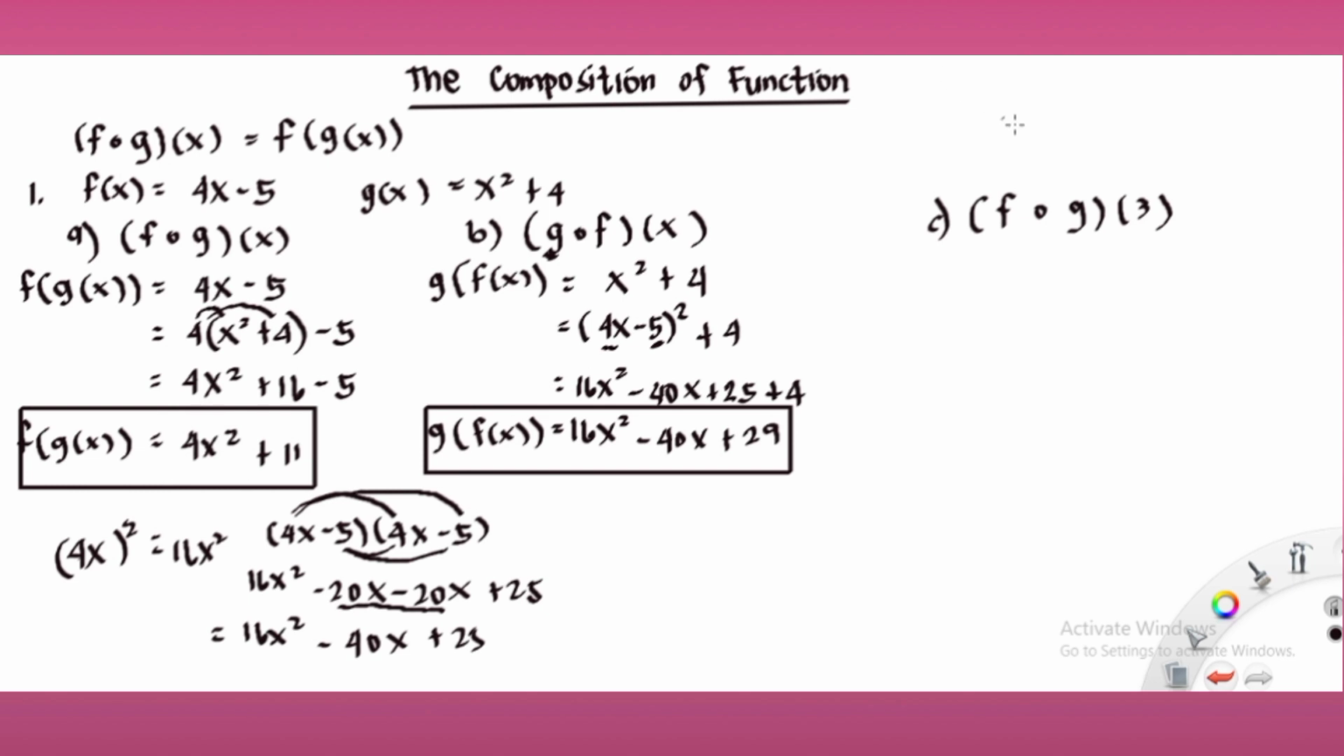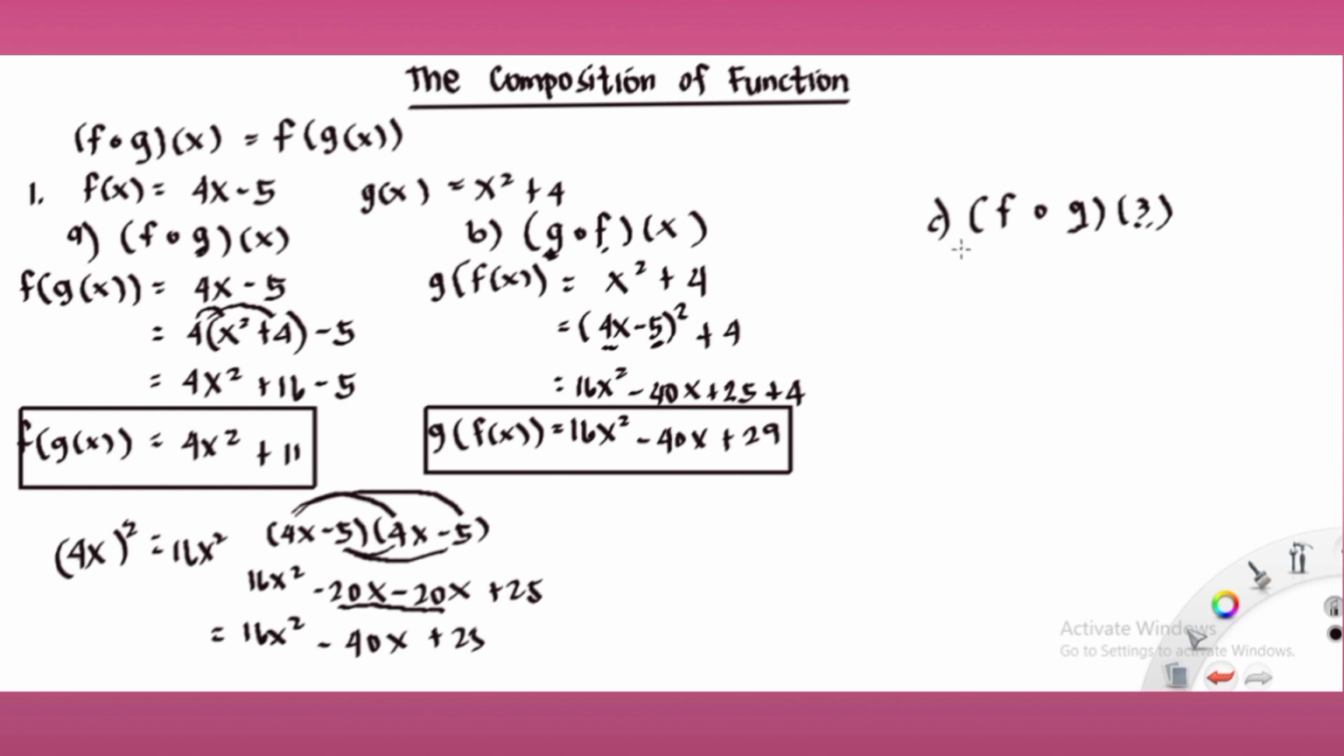Alright? Let's have the third, or letter C: F circle G of 3. So, yung letter A and letter B natin, X lang ito. Okay? So, walang pagbabago sa X ng G dito sa letter A at sa F ng letter B. Hindi nagbago. But since in letter C, we have G of 3, kailangan muna nating i-evaluate ang G of 3 at kunin ang value noon.